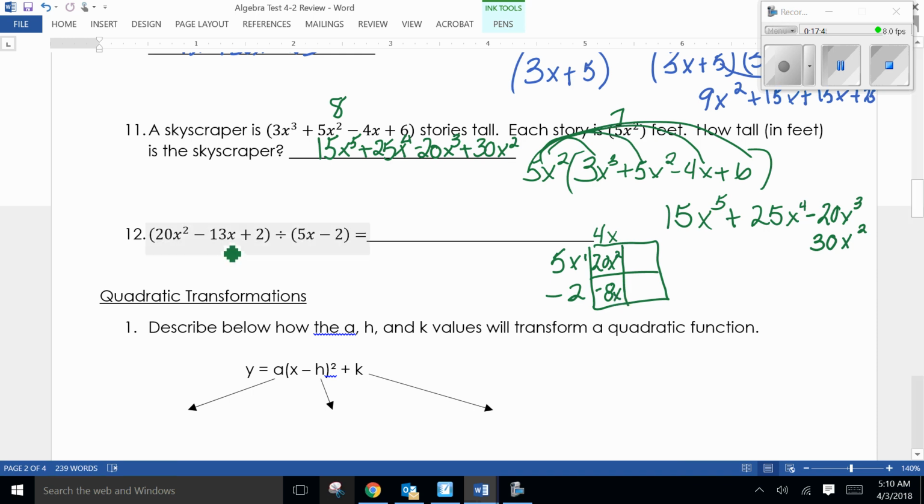But I want negative 13x. So I'm going to add a negative 5x here. That would make this have to be negative 1. And negative 1 times negative 2 is positive 2. And I have no remainders. So my answer is 4x minus 1.